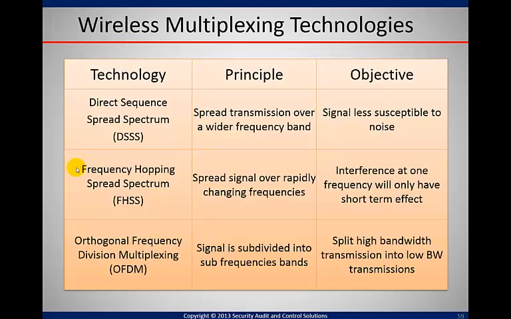Now, wireless multiplexing technologies, if you can look at that, there's a little table that I've created for you. You look at technologies such as direct sequence spread spectrum. The principle is that it spreads transmission over a wider frequency band, and the objective is to make the signal less susceptible to noise. Then frequency hopping spread spectrum. The principle here is that it's spread over rapidly changing frequencies, and the objective is that interference at one frequency will only have a short-term effect. Also, orthogonal frequency division multiplexing, OFDM, where the signal is subdivided into sub-frequency bands, and the objective is to split high bandwidth transmissions into low bandwidth transmissions.